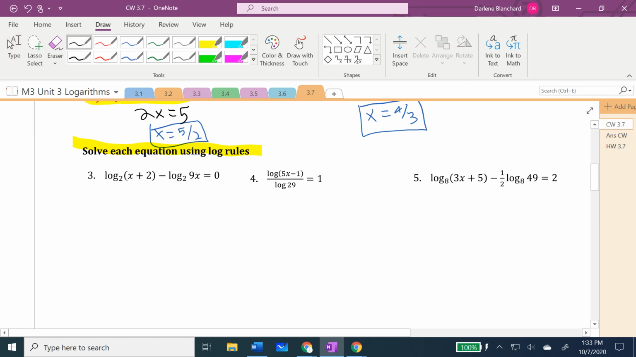The quickest way to do number 3 is, because you have a 0 on the right side, make your life easy and add the logarithm log base 2 of 9x to the other side. However, you could use the log rule that subtraction turns into division, but you will wind up with the same answer as long as every rule you use is correct. In this case, the logs cancel each other out, and you're left with the insides.